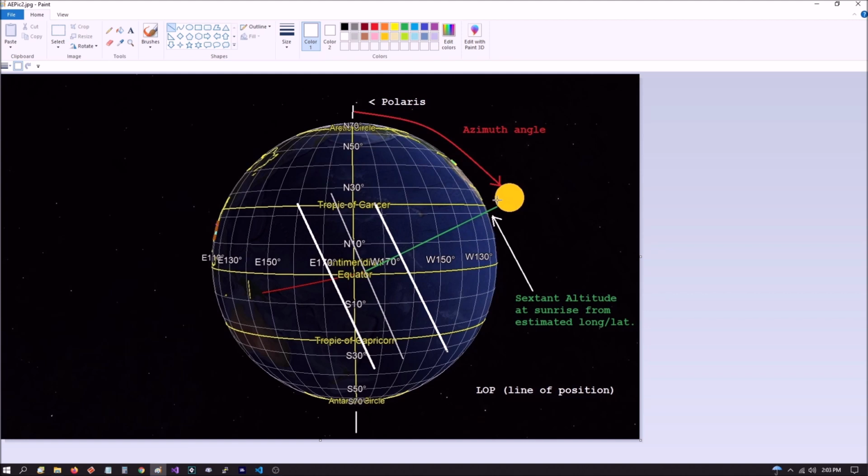But the problem comes when he takes this position and he then needs to translate it to a chart or a map that he's using locally. So if his estimate's wrong, the position that he plots on the physical surface of the earth is going to be wrong. So let me show you how that would come into play.